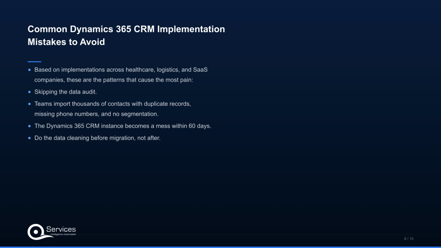Over-customizing the entity model. Dynamics 365 CRM lets you add custom fields freely. Teams add 40 fields just in case and reps stop filling them in because the forms are overwhelming. Keep custom fields to what actually drives sales decisions.